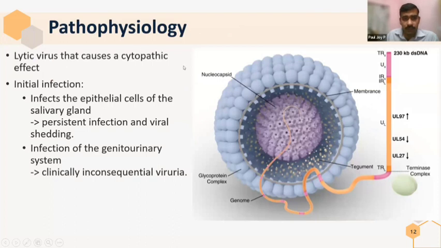Coming to pathophysiology, it's a lytic virus that causes a cytopathic effect. To review again, this is the structure. This is the outer glycoprotein complex, and inside there is a nucleocapsid layer, and in between these two there is an inner tegument layer. During the initial infection, it infects the salivary gland. It can persist there and continue to shed the virus. If it is through the genitourinary system, it can lead to clinically inconsequential viruria.